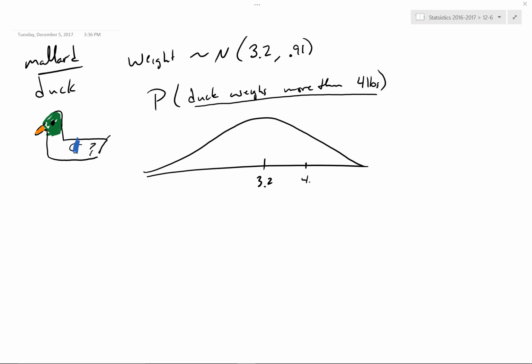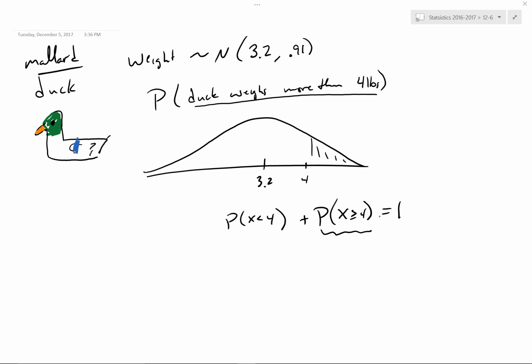4 is about here somewhere, right? So I want to go from here over. Now you're like, wait, Mr. Grimm, are you saying probability x is greater than or equal to 4? Yes. Hey, that's not a CDF. This is a CDF. That's right, it is, right?